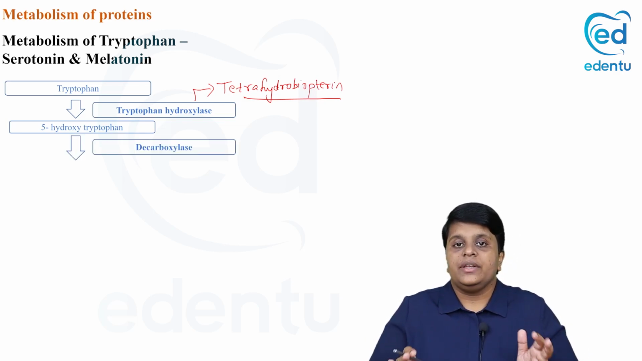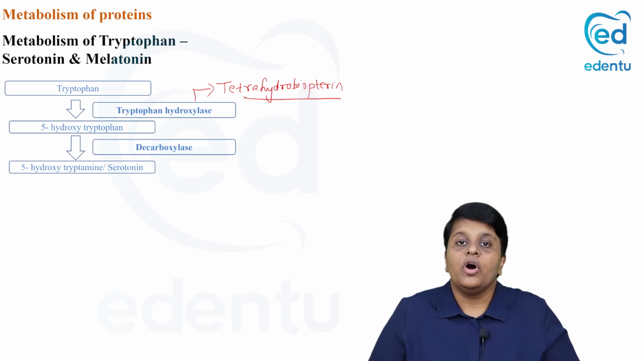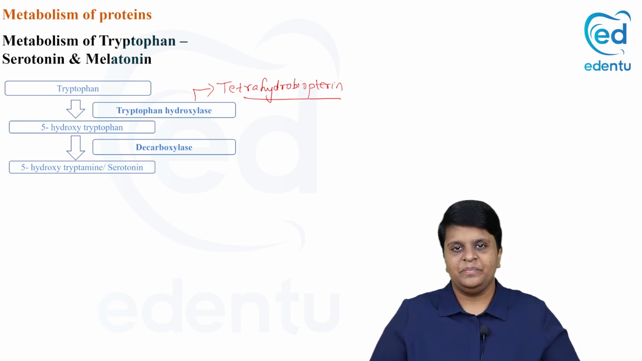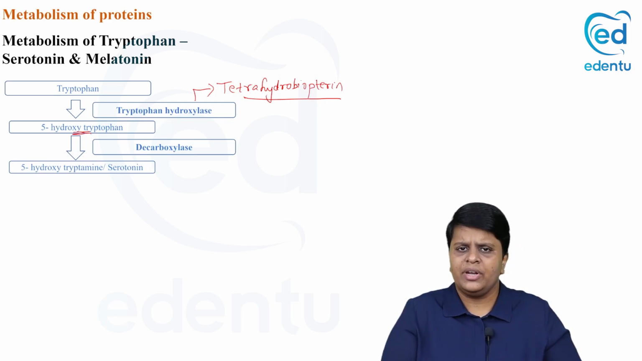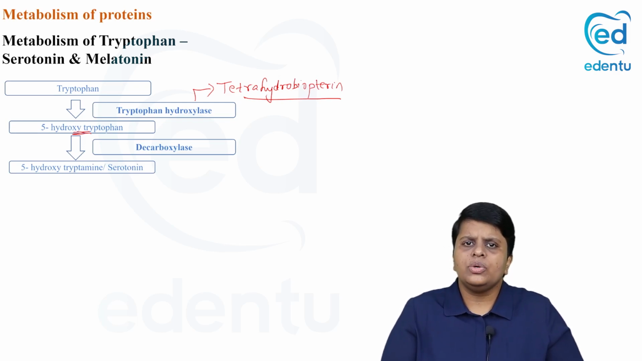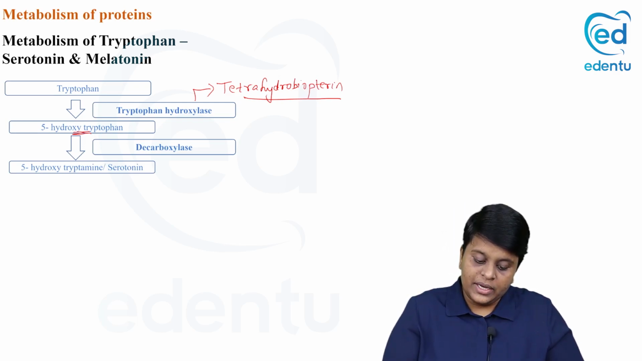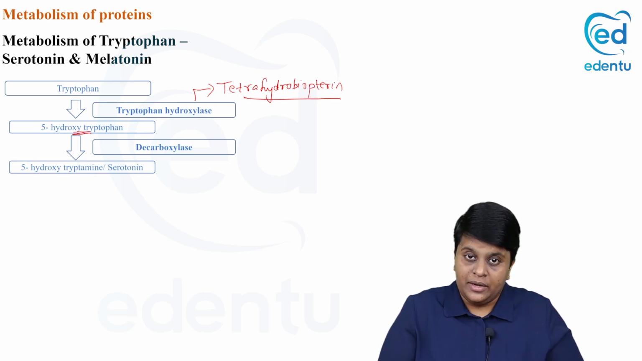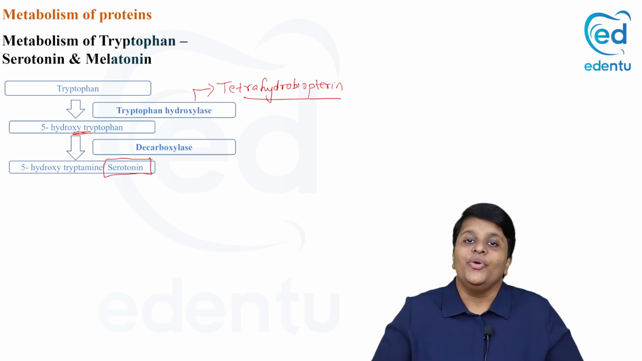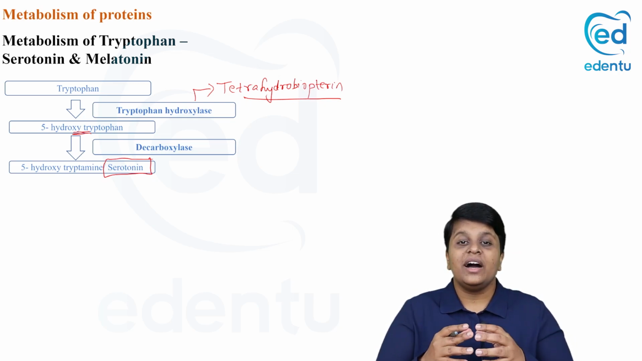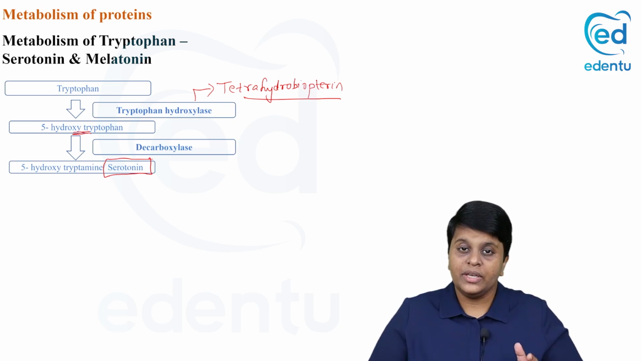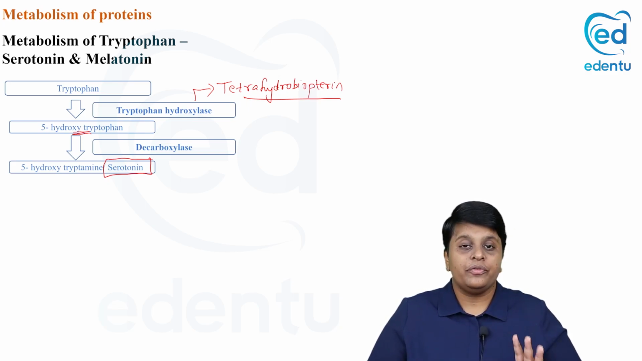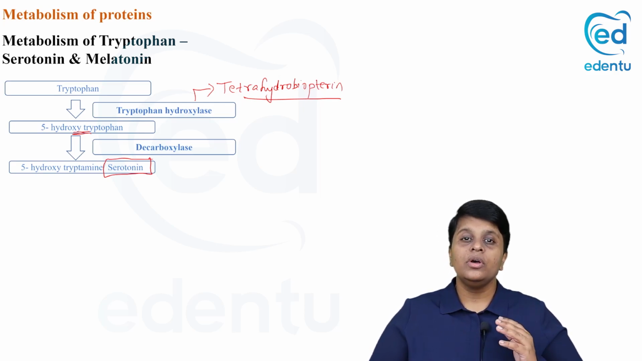Now you decarboxylate, that is, you remove the carbon dioxide and you form 5-hydroxytryptamine. So 5-hydroxytryptophan is just a modification of the amino acid tryptophan. You have an additional OH group, but otherwise you have the same NH2 and COOH group. You remove the CO2, then you have only an amine group, and that is why it is called 5-hydroxytryptamine. This is the other name for serotonin, the happiness hormone. So here there are only two steps: tryptophan to 5-hydroxytryptophan, 5-hydroxytryptophan to serotonin.